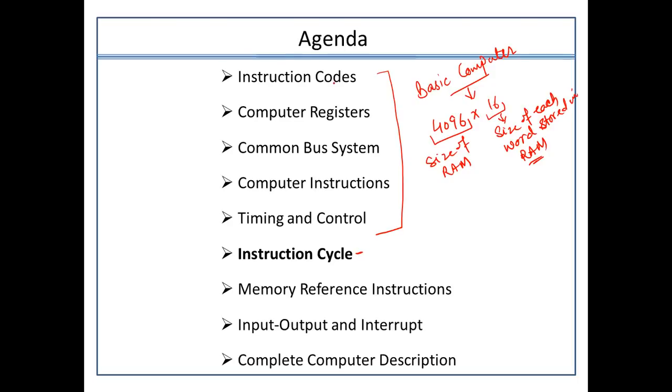We have already covered the meaning of instruction code and the various types of computer registers which we are using in the basic computer. We have also learned the common bus system in context of the basic computer. Also, we have described three different types of computer instructions in context of this basic computer. And in the previous lecture, we described the timing and the control unit.